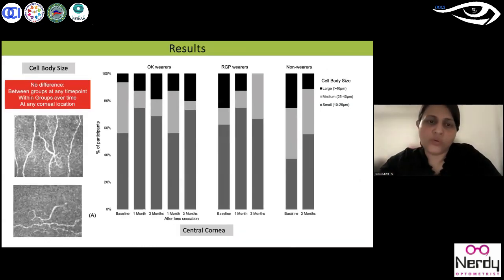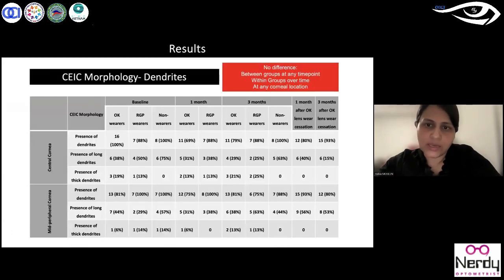So then we moved to our morphology grading scale. Again, these bars are showing the different grades of cell body size, and the darker ones are showing the larger cell body. Interestingly, we did not find any difference in cell body size in any group and at any time point. So we did not find any change in morphology for cell body size and for dendrites. Sorry for this busy slide, but this is showing the percentage of the shape of dendrites, presence of dendrites, long dendrites, and thick dendrites. And again, the take-home message here is we did not find any changes in morphology.